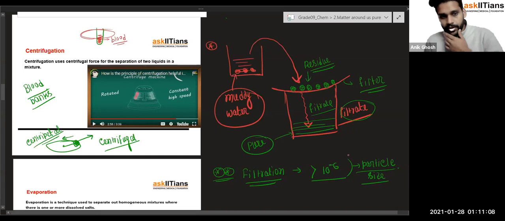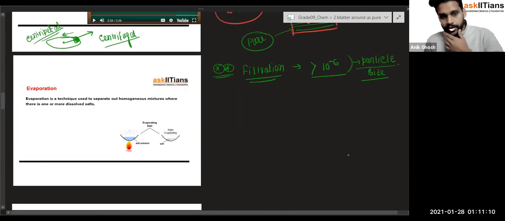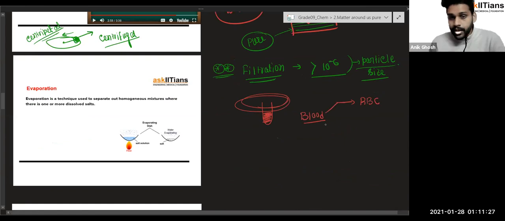If they start rotating it with a very high velocity, what would happen? So what are the components there in the blood? So there are RBC, red blood corpuscles, and WBC, white blood corpuscles.